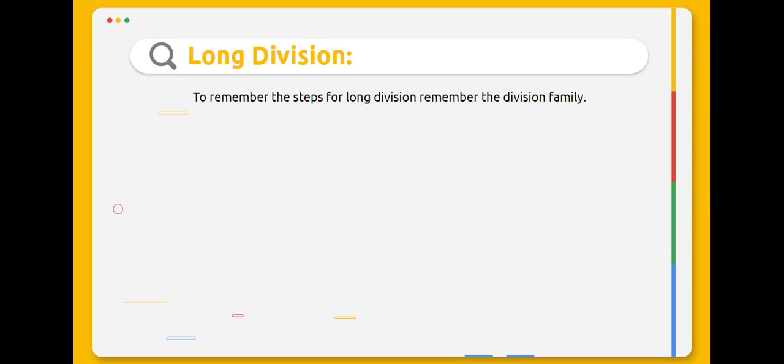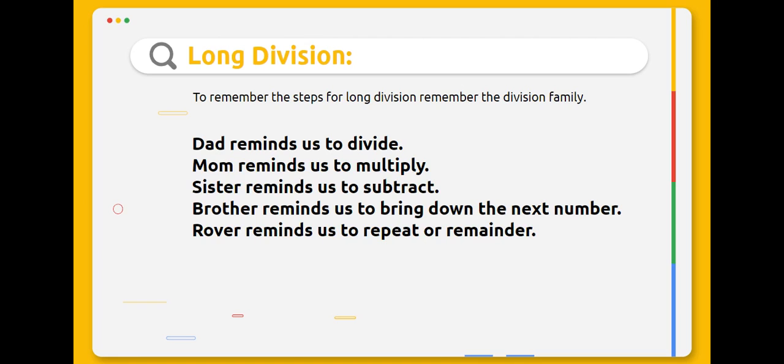All right. So, to remember the steps for long division, I like to remember the division family. So here's the division family. Dad reminds us that we start off with division. We divide. Then we go on to mom, who reminds us to multiply. Sister reminds us to subtract. And brother reminds us to bring down the next number. And then there's our pet Rover, who we can't forget, the dog Rover, who reminds us to repeat or we have a remainder.